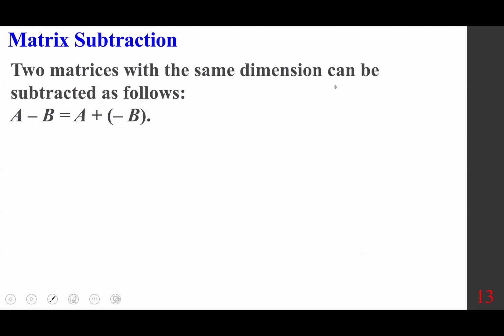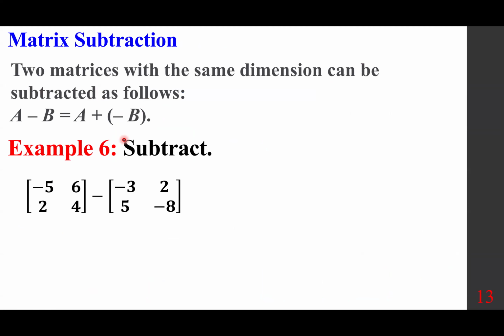Matrix subtraction: two matrices with the same dimension can be subtracted as follows. A minus B is A plus minus B. So a simple example, we want to subtract this from this because they both are 2 by 2. This is doable. So you can only do it if we are dealing with the same dimensions.